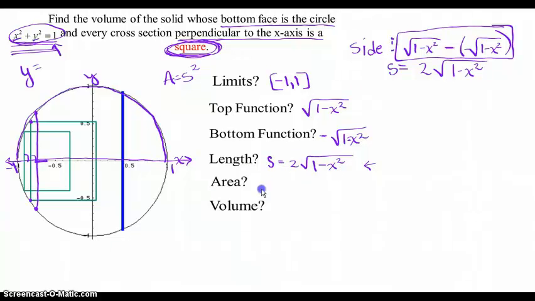All right? So the area is side squared. So we're going to square both sides. That's 2 times the square root quantity 1 minus x squared, squared. And so the area that we're actually going to put into our definite integral winds up being 4 times the quantity 1 minus x squared.